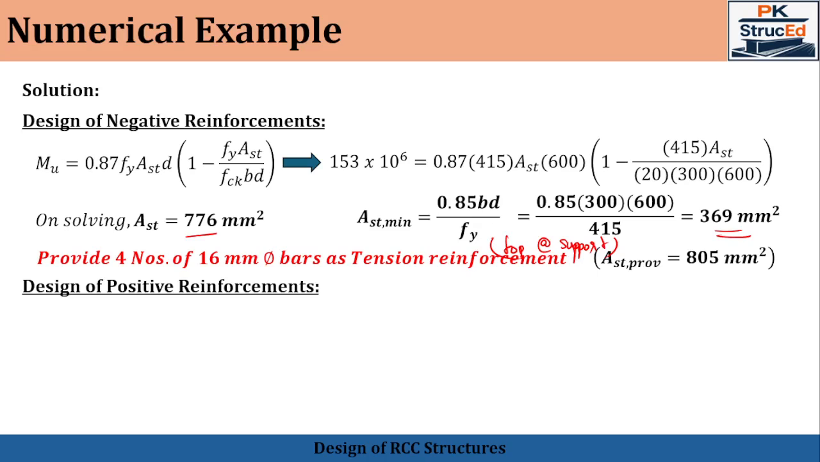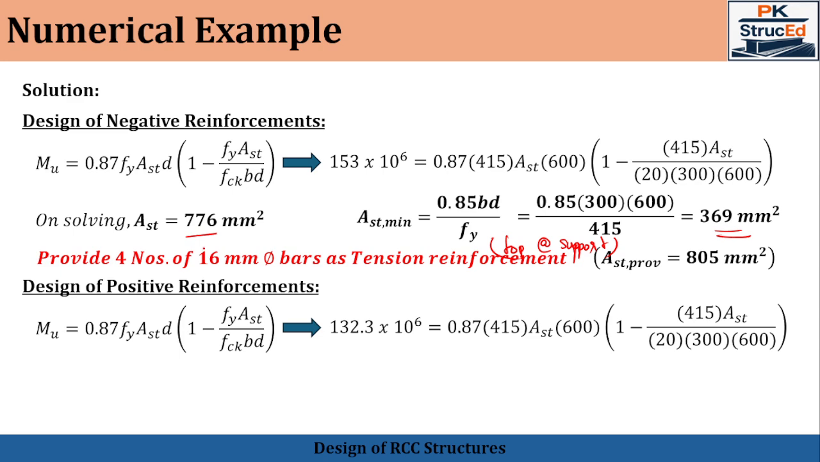Next, we design the positive reinforcement in the midspan area. Here, the tension will be developed at the bottom and compression will occur at the top. The required steel area will be calculated based on the factored sagging moment, effective depth and the material properties. That is, again applying the same relationship, and now substituting the positive bending moment, we will get the Ast required as 662 mm squared.